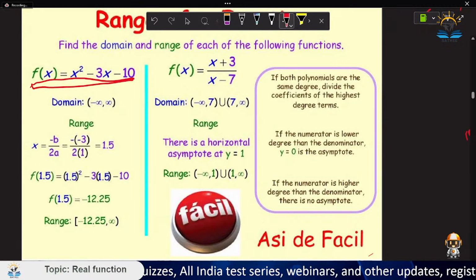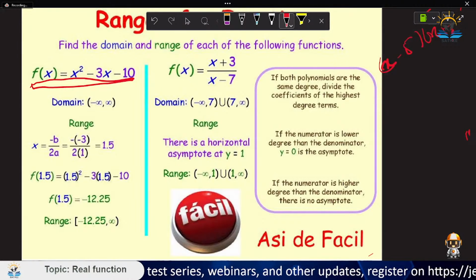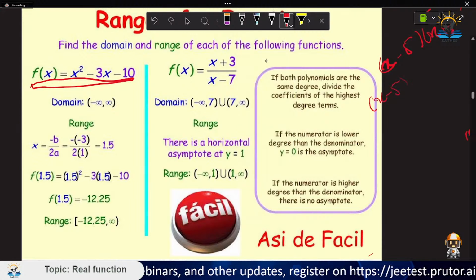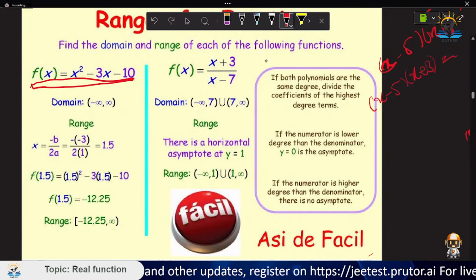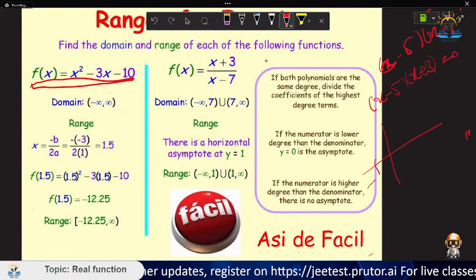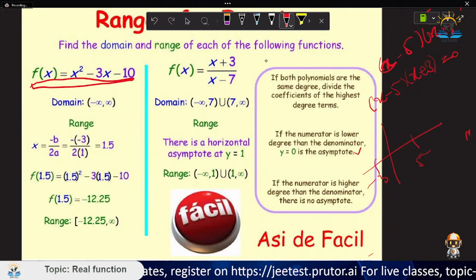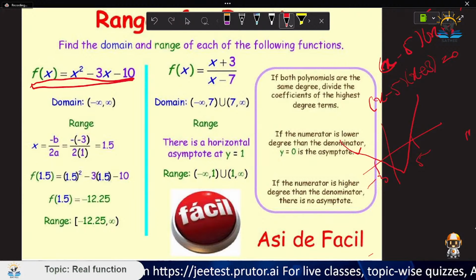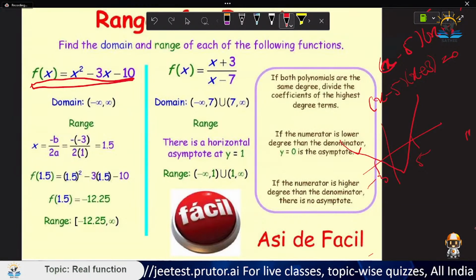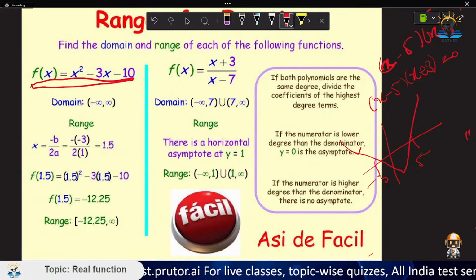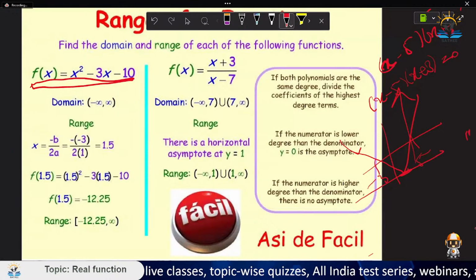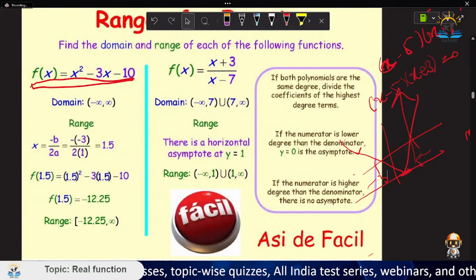So let's see, the equation comes as (x - 5)(x + 3) = 0. So the roots are -3 and +5, and it would look like this. So we calculate the range. The range would be from this point to infinity. That is exactly what we're trying to do here.